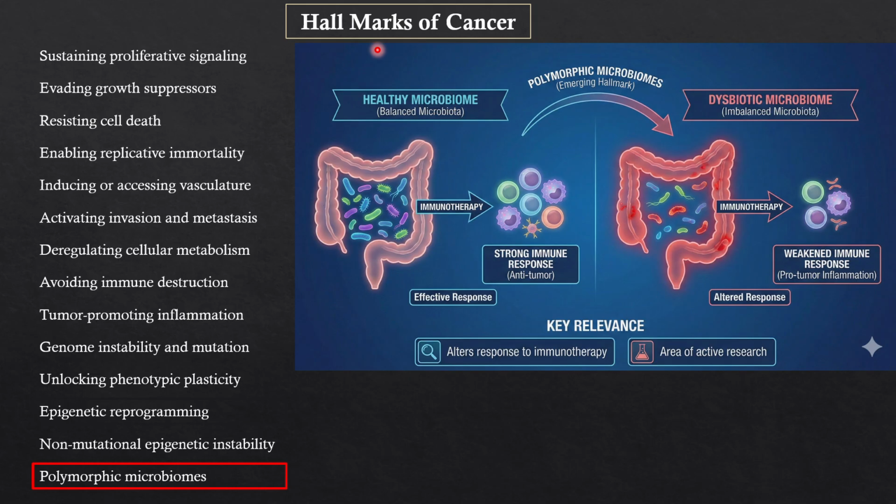The final hallmark of cancer is polymorphic microbiomes. So basically, there are healthy microbiomes and there are dysbiotic microbiomes. Healthy microbiomes help in immunotherapy, and they have a strong immune response and act as anti-tumor agents, whereas they can convert into polymorphic microbiomes, and they resist immunotherapy, and as a result there is a weakened immune response, and this is basically pro-inflammation and an altered response.